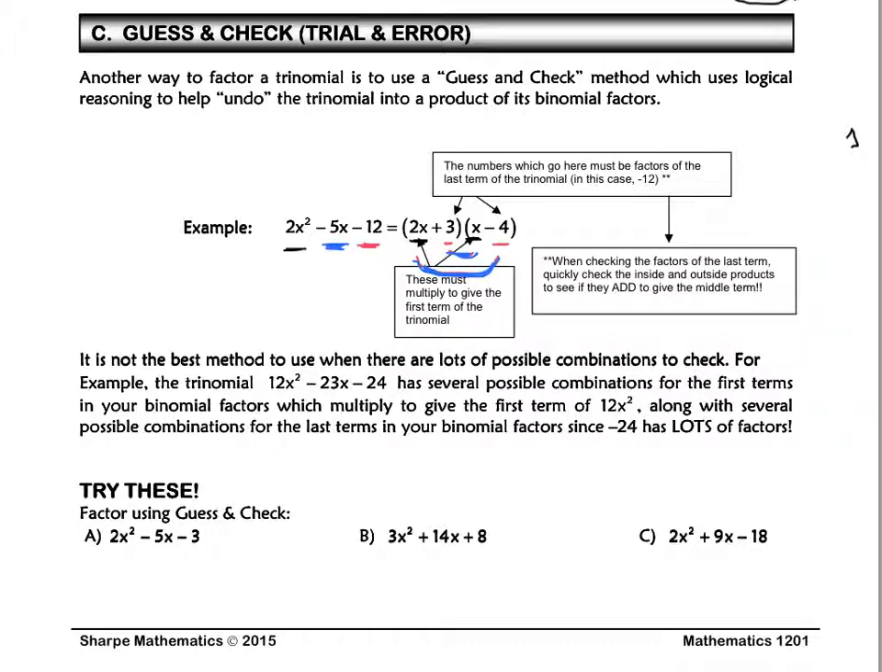So if you quickly check, when you do the inside product, you get positive 3x, and when you do the outside product, you get a negative 8x. So they will combine to give you a negative 5x. So those would be the factors. So we'll just do a couple of these.